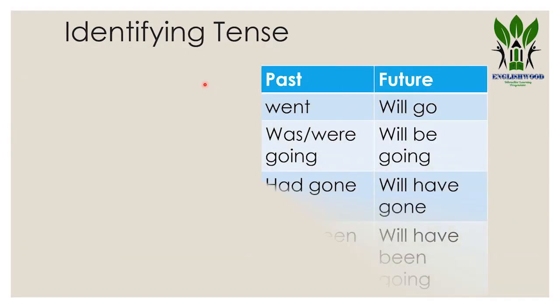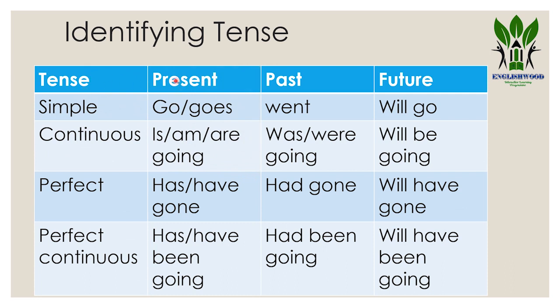So let's identify the tenses again, in other words, according to the previous formulae. We have verb 1, verb 5, present simple. Past simple, verb 2. Okay, future simple will plus verb 1. All right. Present continuous is is/am/are plus verb 4. Past continuous was/were plus verb 4. Future continuous will be plus verb 4. All right. Present perfect has/have verb 3. Past perfect had verb 3. Future perfect will have verb 3. And perfect continuous has/have plus been plus going, then had been plus going, will have been plus going.